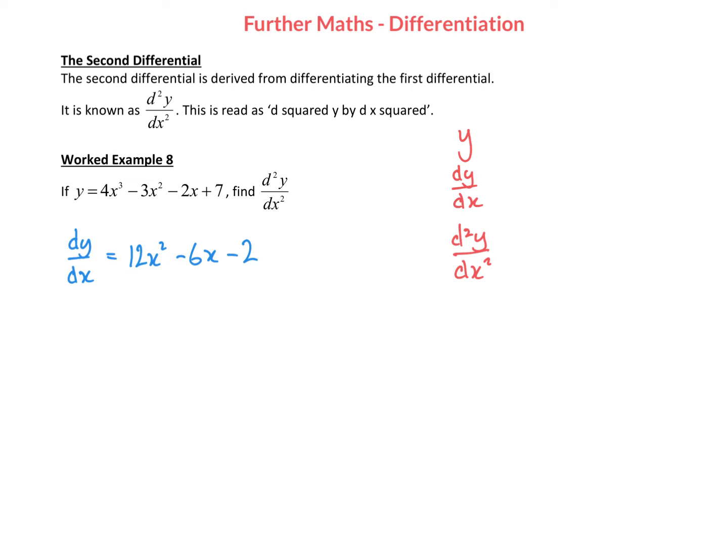Now if we take this term, it's all written in terms of x, so we can differentiate this again with respect to x. When we do that, we get d squared y, or sometimes d2y, by dx squared. And we just use the same rules. So multiply through by the power and reduce the power by 1. So 12x squared differentiates to give 24x. Minus 6x differentiates to give minus 6. And negative 2 differentiates to give nothing. So d squared y by dx squared is 24x minus 6.